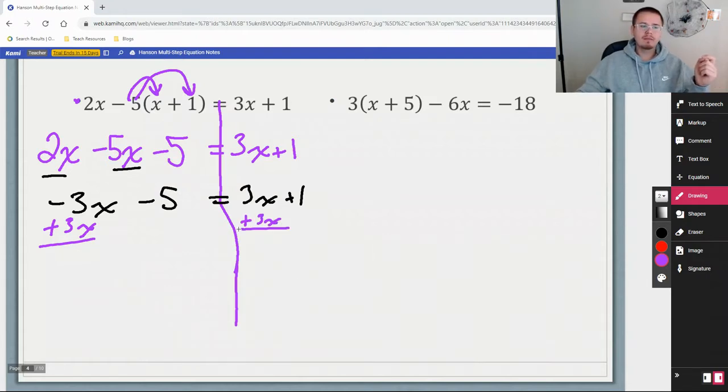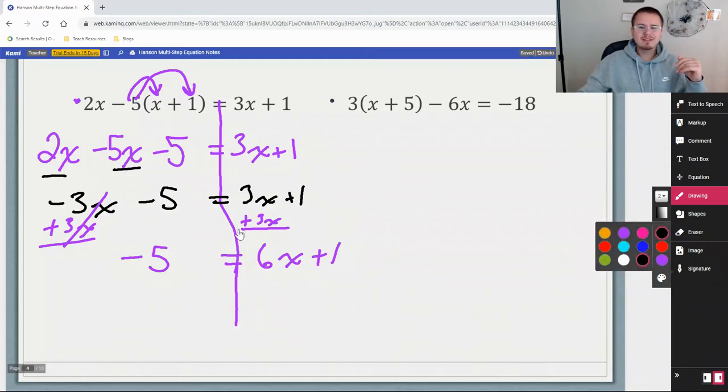and then combine like terms. That makes a 0x or 0. -5 equals 3 plus 3 is 6. 6x plus 1 is 6x plus 1. Now, you should be like, man, I got this, Mr. Hansen. You ain't got to do no more.